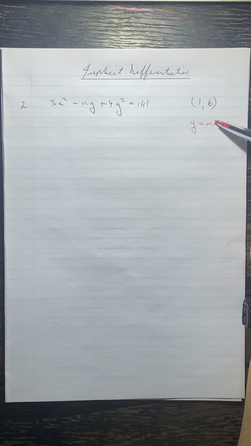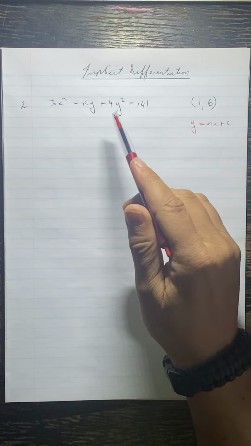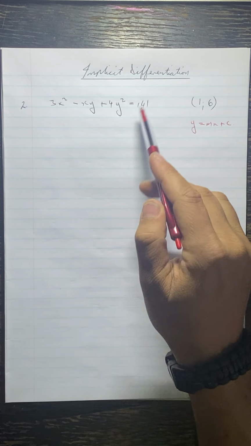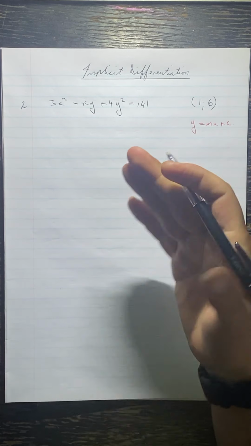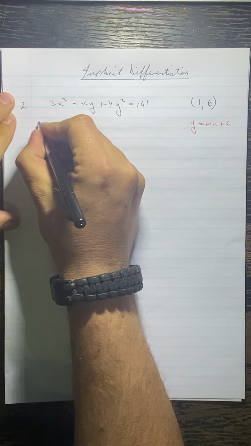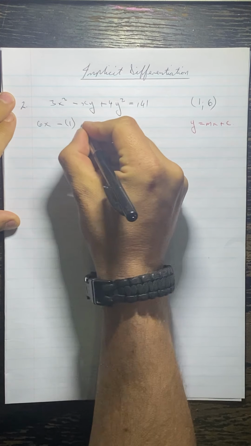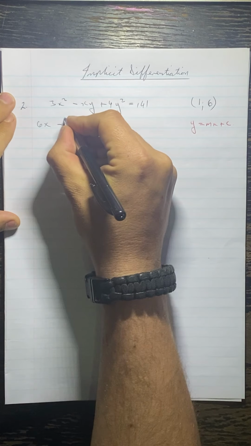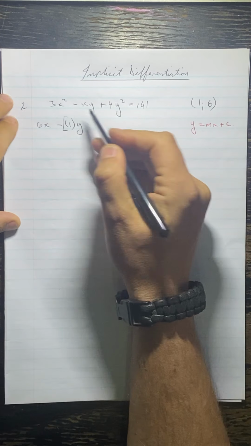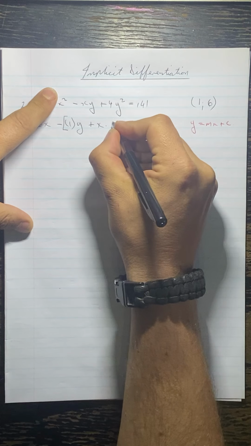So what I need to do first is I need to find the gradient, okay? And in order to find the gradient, I need to differentiate this equation over here. And because we've got y and y squared, we have to use implicit differentiation. So just like with the part 1 video, I'm just going to differentiate this implicitly. So this here would become 6x, product rule, so minus 1 times y. And I'm just going to put this in a bracket because of that minus. Then plus x times dy dx.